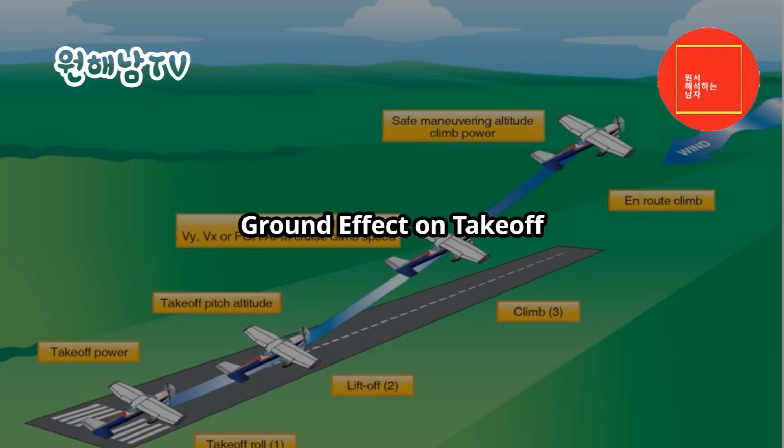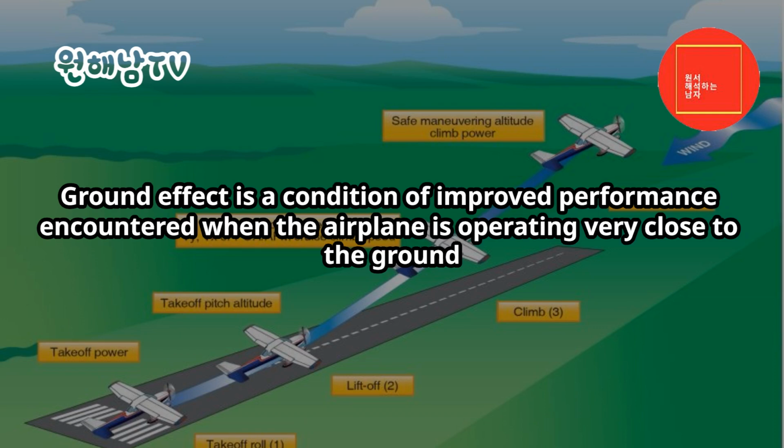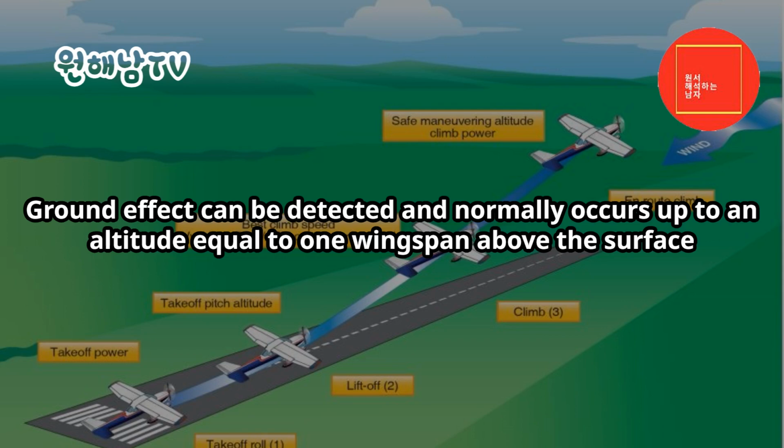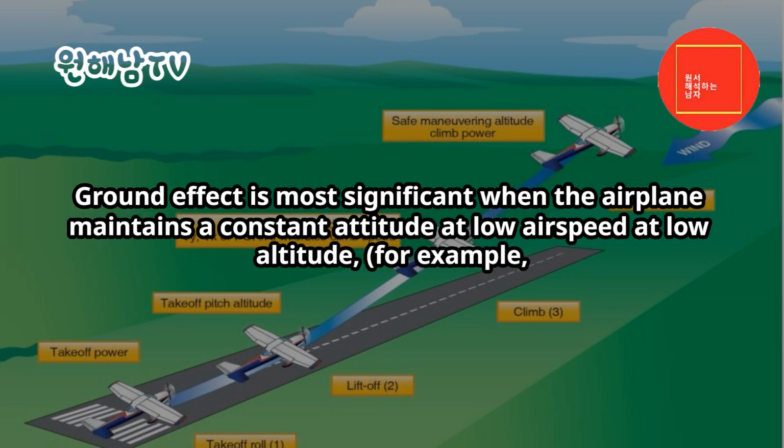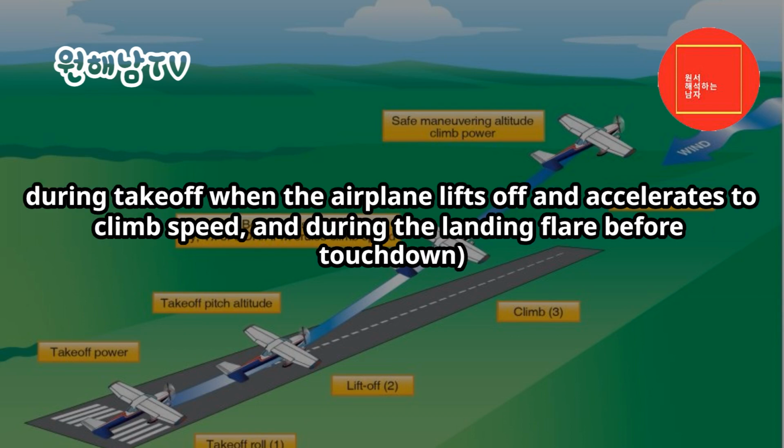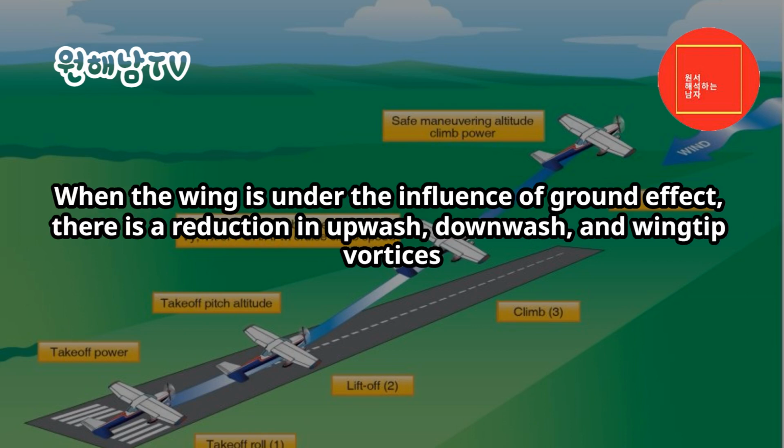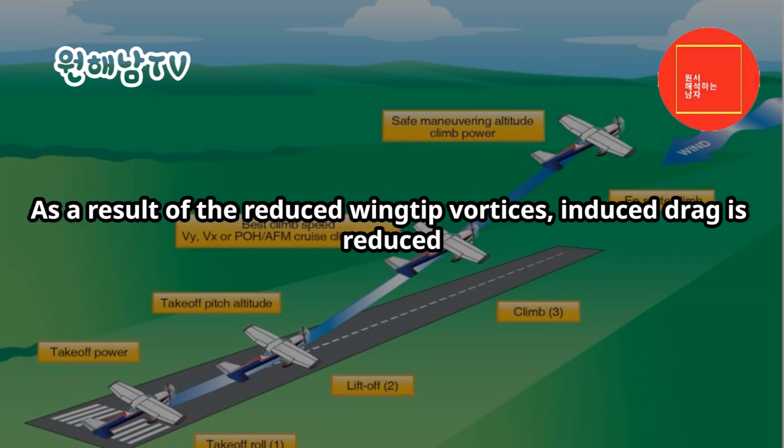Ground effect on takeoff. Ground effect is a condition of improved performance encountered when the airplane is operating very close to the ground. Ground effect can be detected and normally occurs up to an altitude equal to one wingspan above the surface. Ground effect is most significant when the airplane maintains a constant attitude at low airspeed at low altitude, for example, during takeoff when the airplane lifts off and accelerates to climb speed, and during the landing flare before touchdown. When the wing is under the influence of ground effect, there is a reduction in upwash, downwash, and wingtip vortices. As a result of the reduced wingtip vortices, induced drag is reduced.